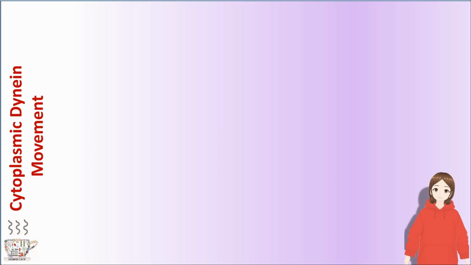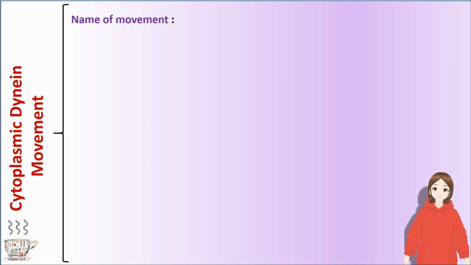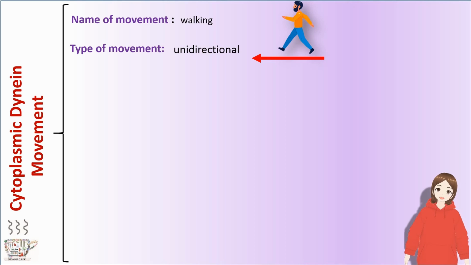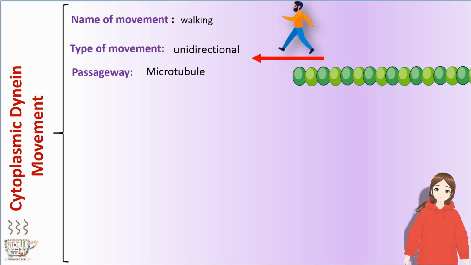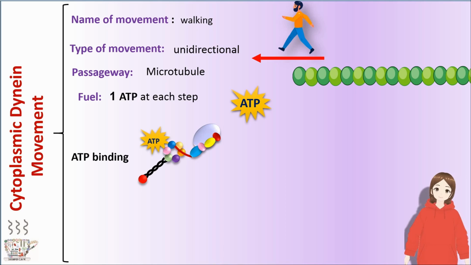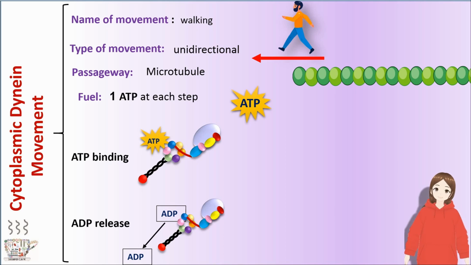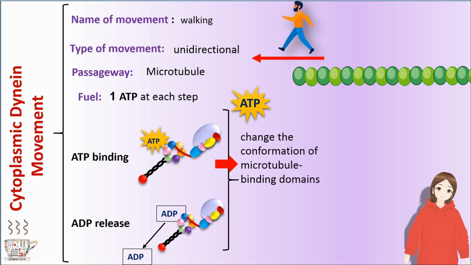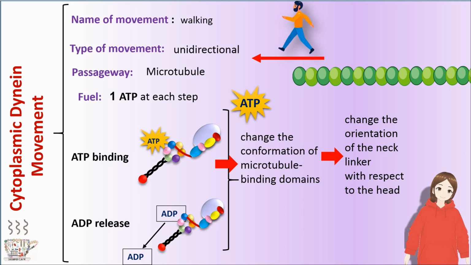Cytoplasmic dynein movement. The name of dynein movement is walking. Type of movement is unidirectional. Passageway is microtubule. Fuel is 1 ATP at each step. ATP binding and ADP release change the conformation of microtubule binding domains. Then they change the orientation of the neck linker with respect to the head. Finally, motion of dynein occurs.